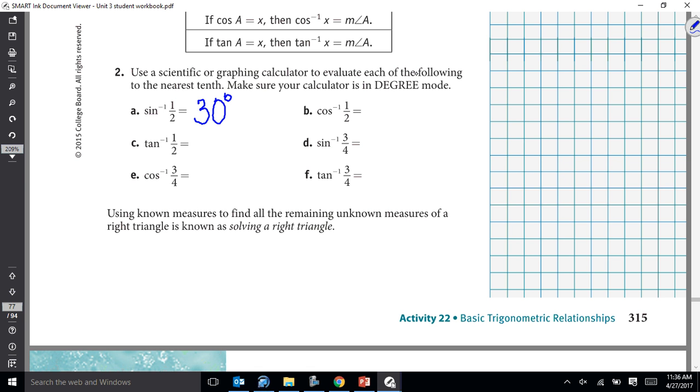All right, so what's inverse cosine of 1/2? All right, what's inverse tangent of 1/2? So go ahead and figure those out. I don't need to read them all, and then we'll go over them.